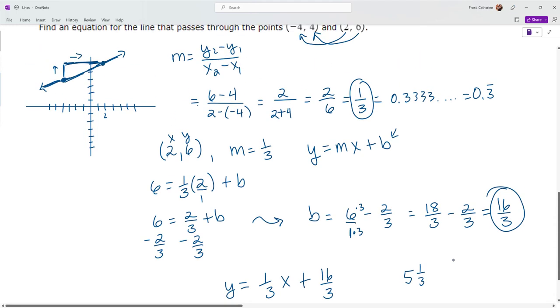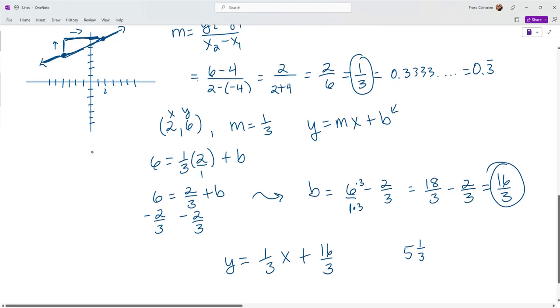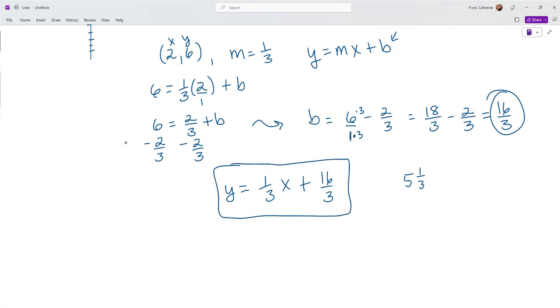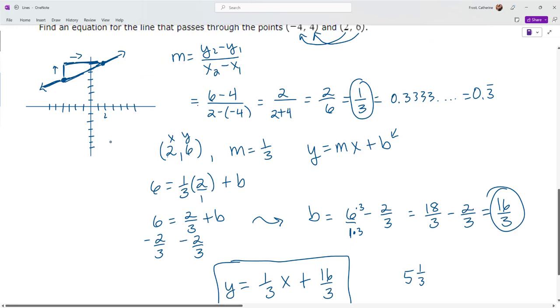And to me it seems reasonable that if we go up 1, right 3, up 1, right 3, that's what this slope is. So this seems pretty good, just looking at our very rough sketch here.